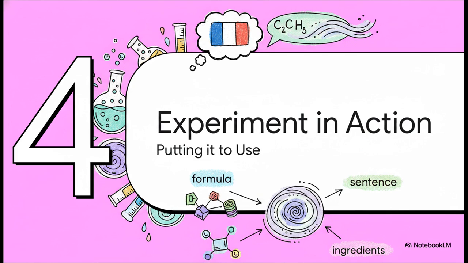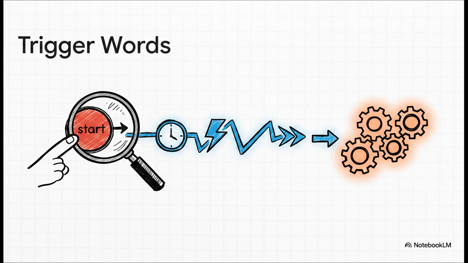Okay, let's put this all together. Time for the experiment in action. We've got our formula, we've got our ingredients. Now let's see what happens when we mix them all together in a real sentence. Now, here's a little pro tip for you. Keep your eyes peeled for these trigger words. When you see words like quand, lorsque, aussitôt que, or dès que, that's a huge signal that the futur antérieur is probably about to make an appearance. They're what sets the whole sequence in motion.